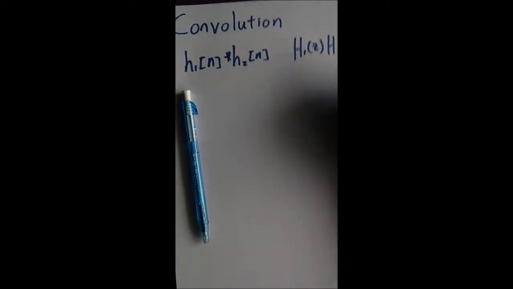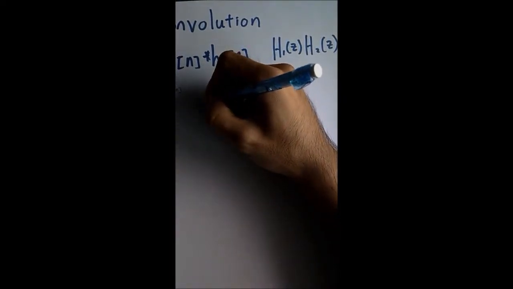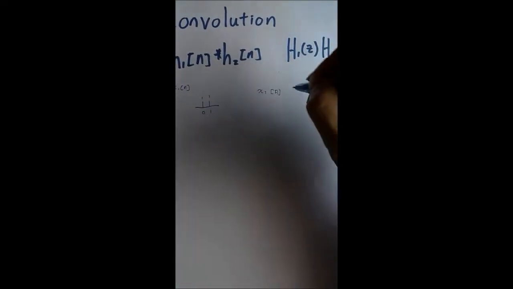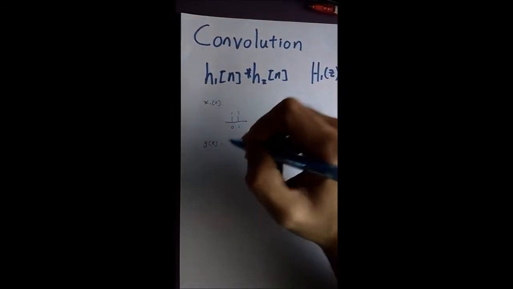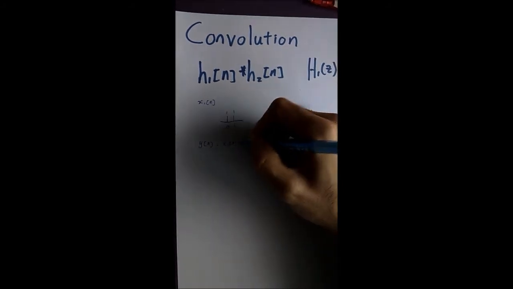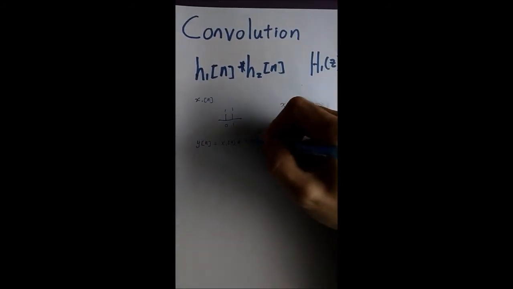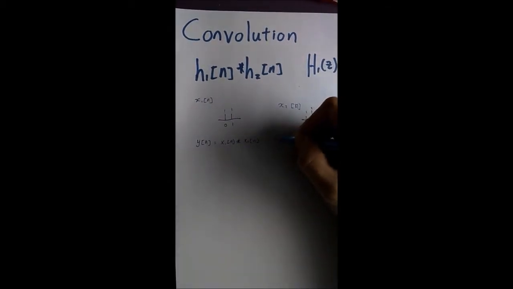So for the last part is convolution. If it's given the functions x1[n] and x2[n], the convolution y[n] is equal to x1[n] convolved with x2[n], and we will find Y(z).